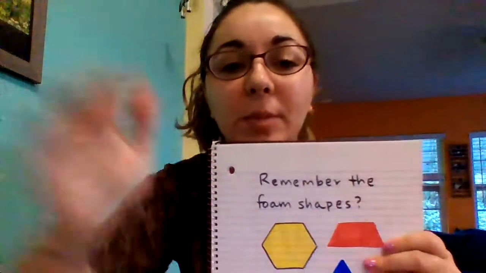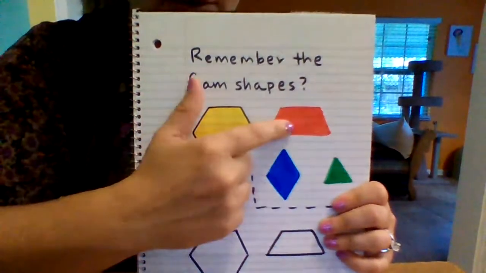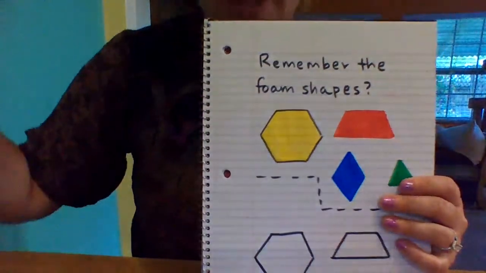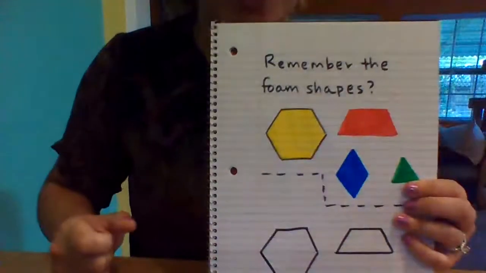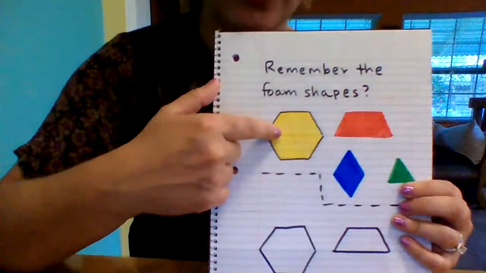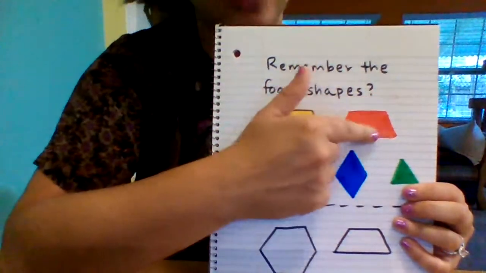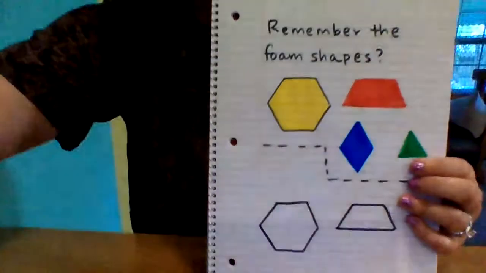All right, let's take a look at the last type of question you'll see. Remember these foam shapes that we played with in class? The yellow hexagon, the red trapezoid, the green triangle, and the blue rhombus. So remember you got a little bowl or a cup, and it had these shapes in it, and we laid them on top of each other, and we counted how many triangles you could fit in a hexagon, or how many triangles you could fit in a trapezoid. Let's take a look at 2 examples you're going to see today.